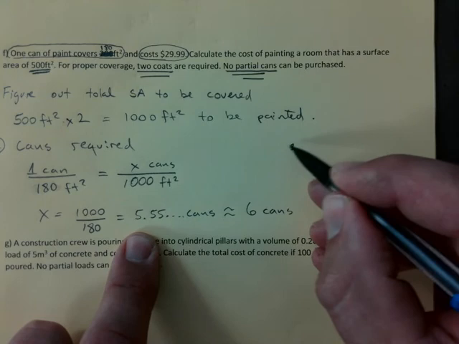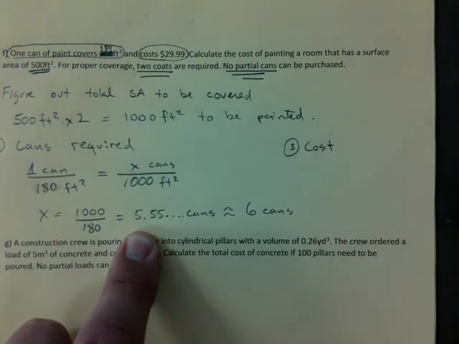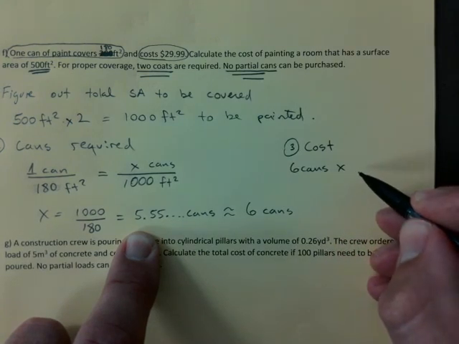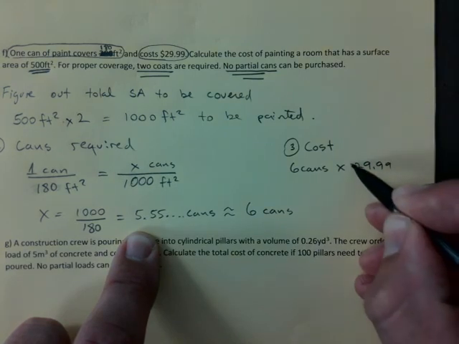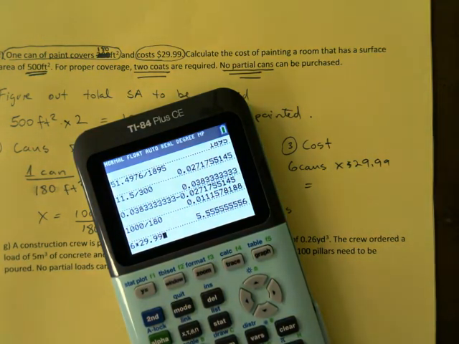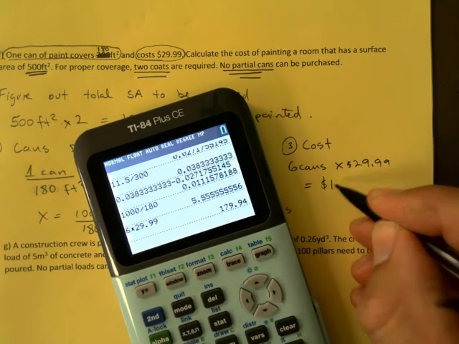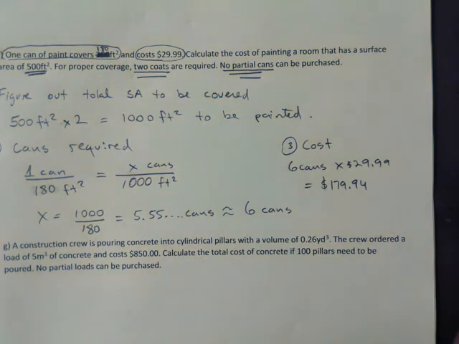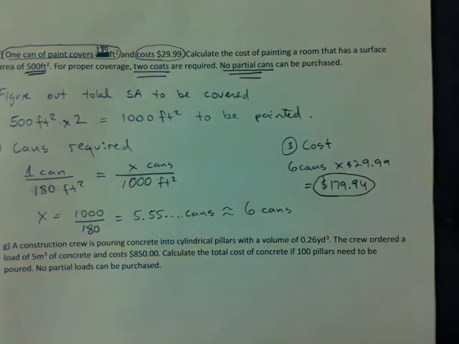And then the third step is cost. Don't jump to the cost. Some students want to do it right away. That's the last thing you do, guys. So 6 cans times, where is the price? $29.99. So we just go 6 times $29.99. Not 5.5556, it's 6 cans. That's $179.94. This is what I wanted to be on there. This is the final answer.